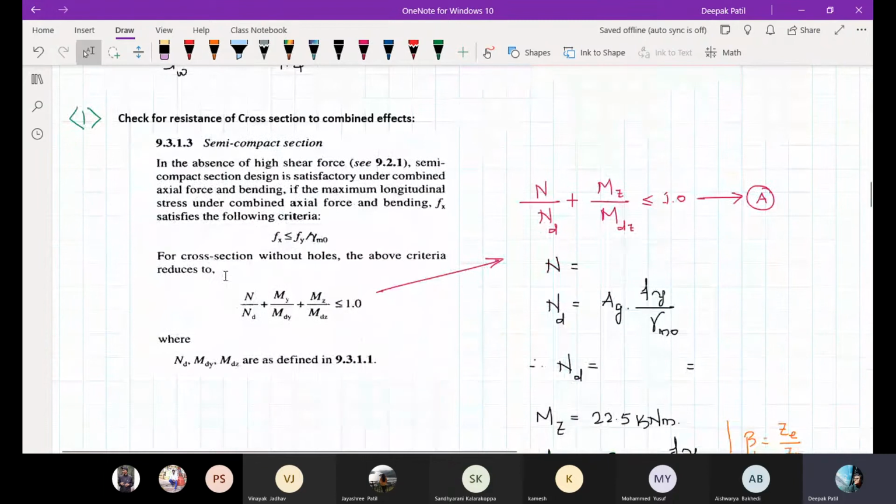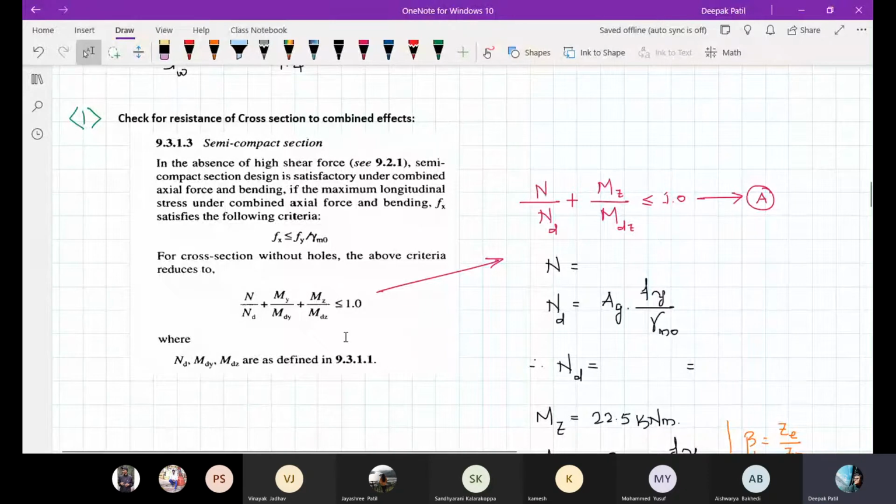Let us proceed further and start with the checks. The first check is the check for resistance of cross section to combined effects. You have to refer to clause 9.3.1.3, and in that clause you have to refer to this equation. But since ours is a uniaxial bending moment, this term will not come into the picture. This term goes out to be 0. So you have to go with only this and this. I have rewritten that equation: N by ND plus MZ divided by MDZ should be less than or equal to 1.